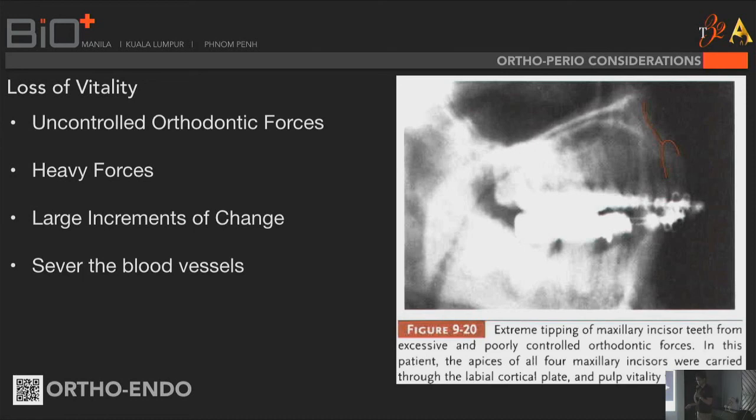Next is heavy forces. Heavy forces, or the force generation. It could also be large increments of change. So you see the teeth usually respond normally 1 millimeter per month. Okay, 1 millimeter per month on average. So it could be slightly more, slightly less. Now, if it moves like say 2-3 millimeters more in 1 month, I mean, that's really bad. So you can cause loss of vitality. And the reason why is because you could have severed the blood vessels. Okay?